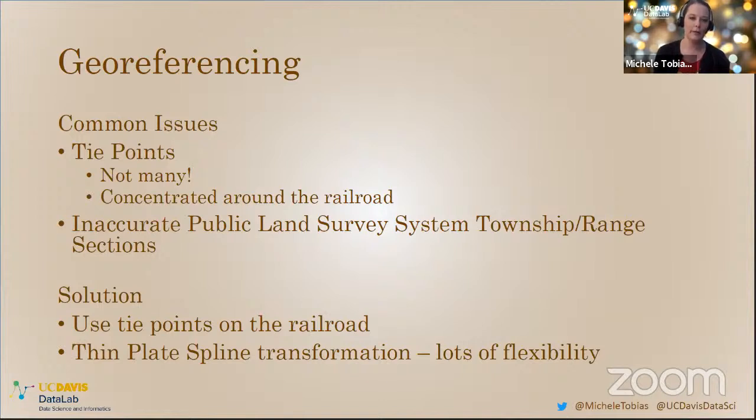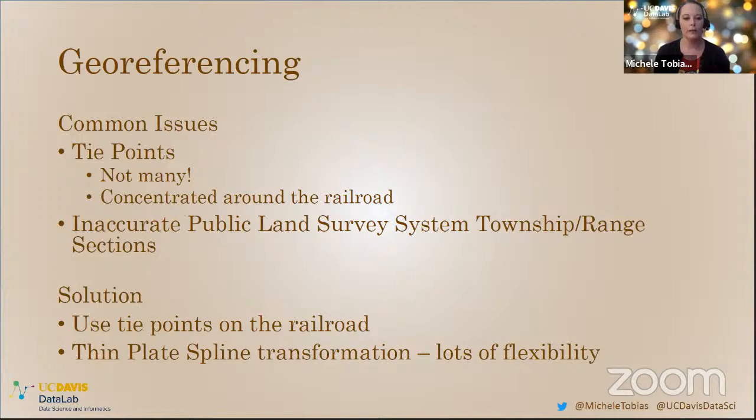And then also, like I mentioned before, the public land survey system, township and range sections were inaccurate for most of the maps. And we understand why that was, but it was pretty big letdown to find out that those weren't going to work, because when we saw them, we're like, great, we have layers, we know where these things are, this is going to be easy. And then it turned out, no, they don't work. We have to come up with something else.